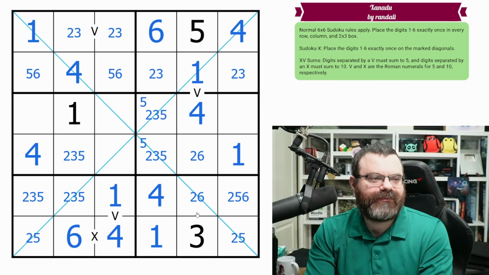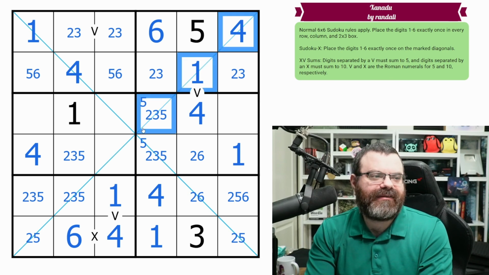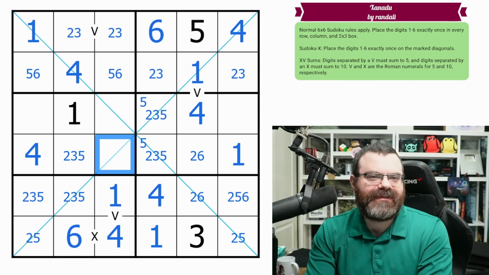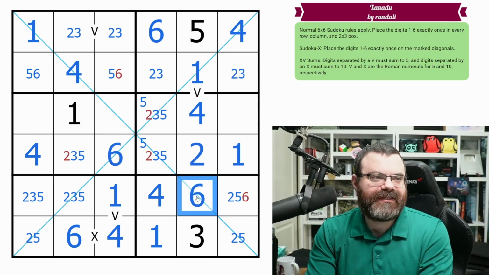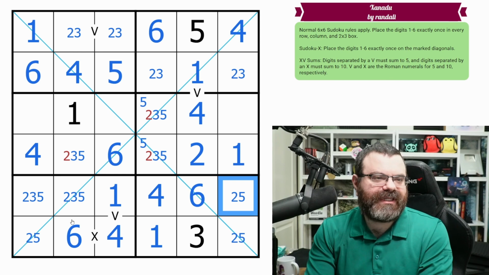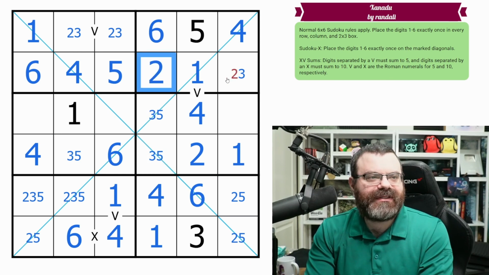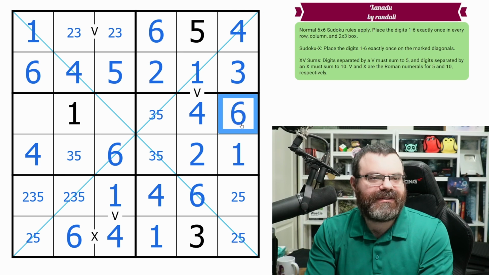I'm not seeing how. Here, this diagonal, we need a 6. This is 2, 3, 5. So the 6 goes there. That gives us 2 and 6. Gives us 5 and 6. I wonder if we can finish the 6s. These aren't 2. That's not 2. All right, that places the 2 and the 3 there. That's our 6, and 6s are done.